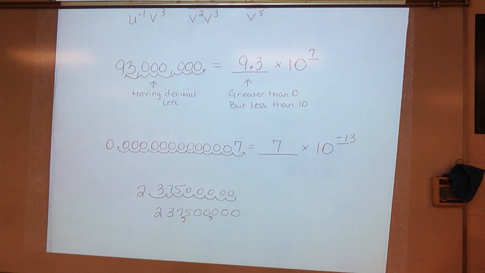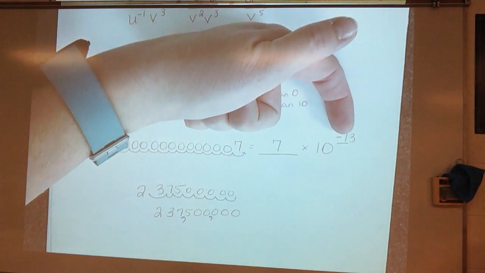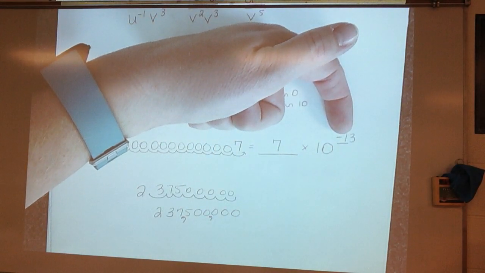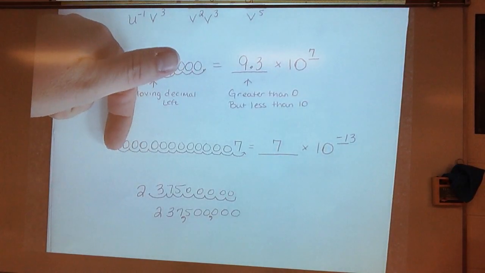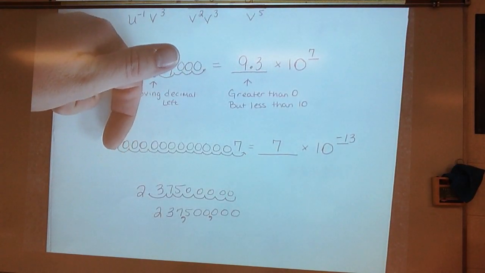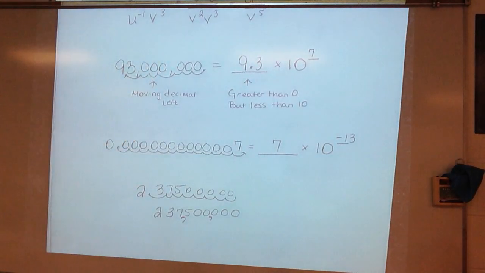Okay? B is just the opposite because it is a negative exponent. That means I'm going to move my decimal to the left. But in this case, they have given us the actual form of the number. They want us to write it in scientific notation. So because my decimal is here, and I have to move the decimal to the right to get a number bigger than 0 but less than 10, I'm going to have a negative exponent.